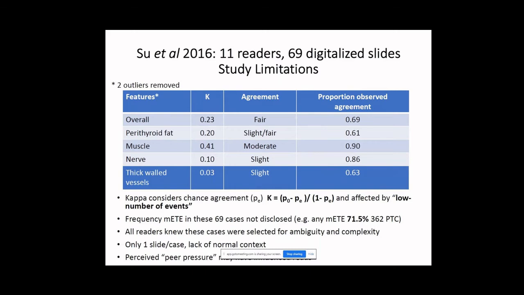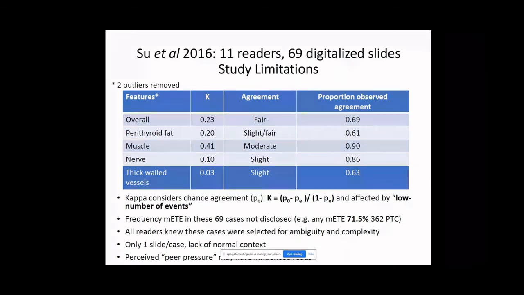So one of the limitations is flawed study design, in that most likely the incidence of microscopic ETE in the 69 cases did not replicate what is normally seen. The reviewers understood that all of these cases were selected for ambiguity and complexity, as we heard before. Only one slide per case was offered, so there's no overall context. And again, that does not at all replicate how a pathologist will actually grade cases. We need context, we need many slides.